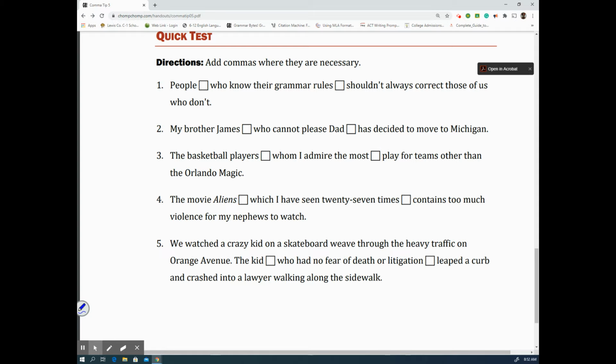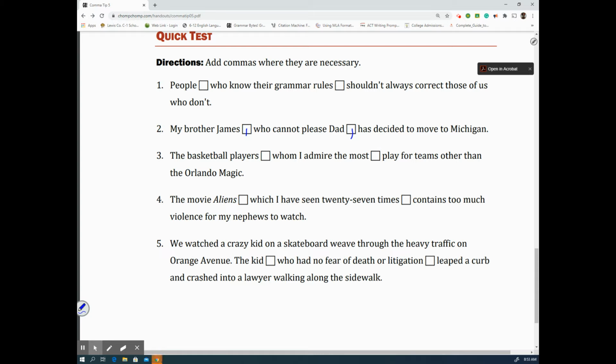My brother James, who cannot please dad, has decided to move to Michigan. Again, who cannot please dad? Who's this described? The one and only, right? So we've already specifically named James, so this is non-essential. So do I need commas? Yes, I do.